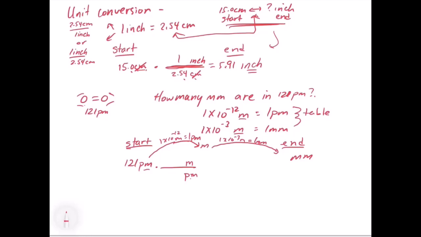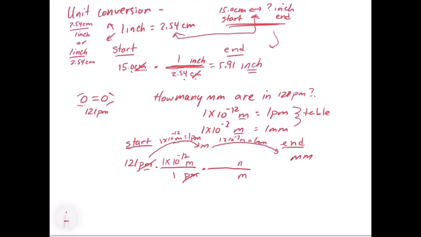We know that for every 1 picometer, that comes from over here, I have 1 times 10 to the minus 12 meters. So now I have my units in meters. We can cancel out the picometers, and now I'm in meters. And now we're going to go from meters to millimeters. So we have meters on top, so we're going to put meters on the bottom.